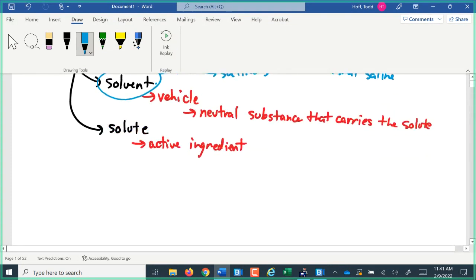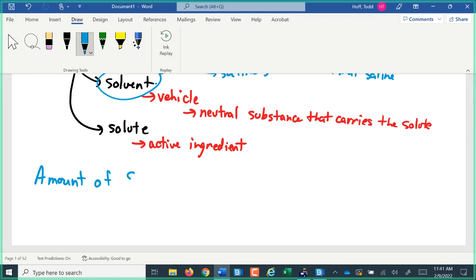So when we're looking at these solutions, we want to know how much of the active ingredient we have. The amount of the active ingredient, the amount of the solute, is equal to our concentration times the total amount of solution.